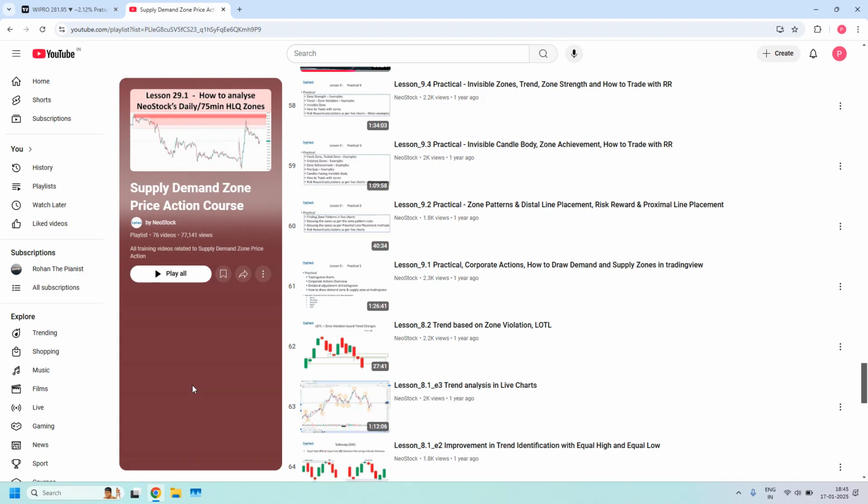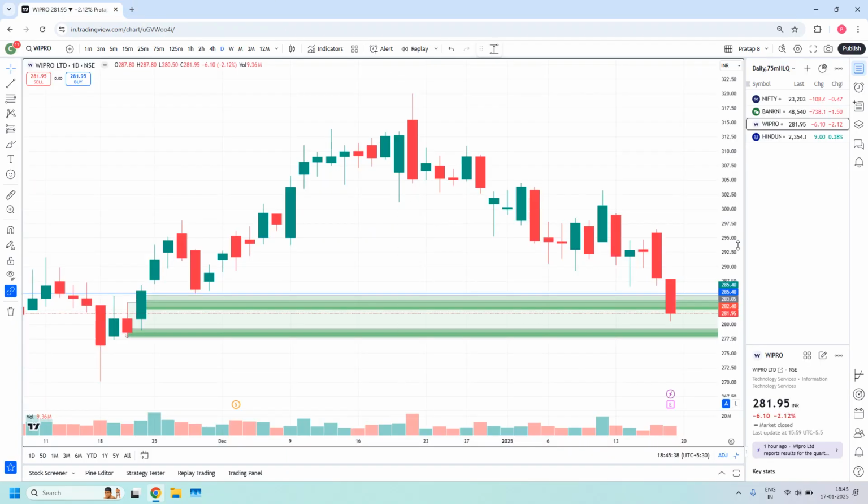Now let's get into the analysis of high liquidity zones identified in our yesterday's list. Yesterday, end of the day, we identified two high liquidity zones from daily and 75 minutes time frame. Both are demand zones, that means long trades. And out of these two, we got a trade from one stock, that is Wipro.